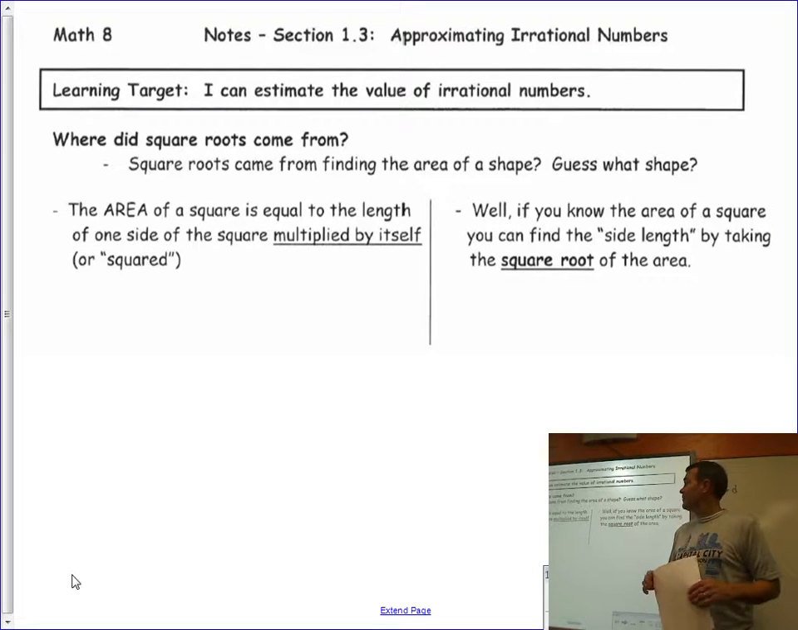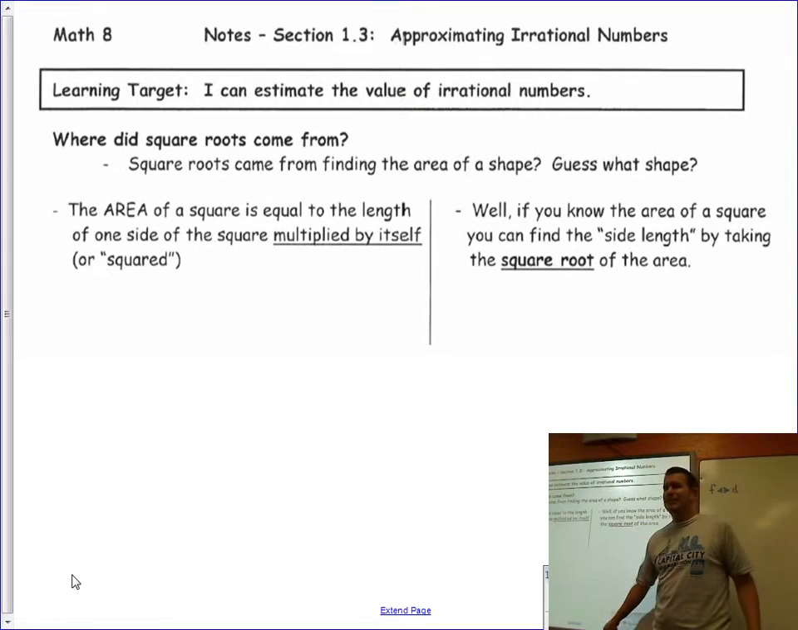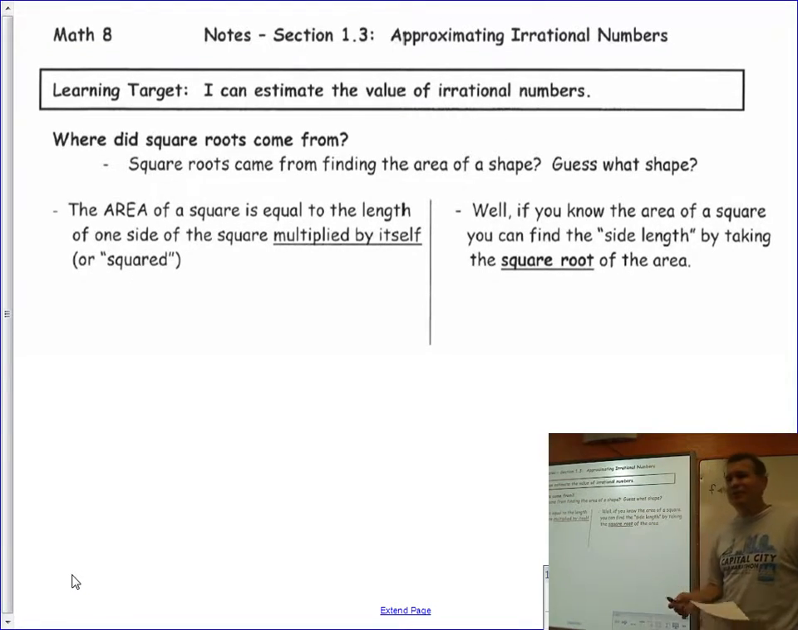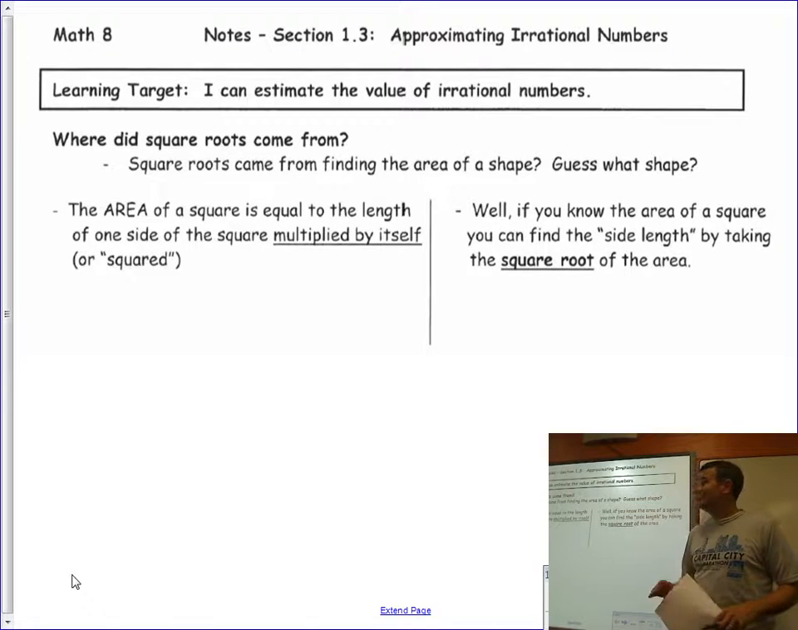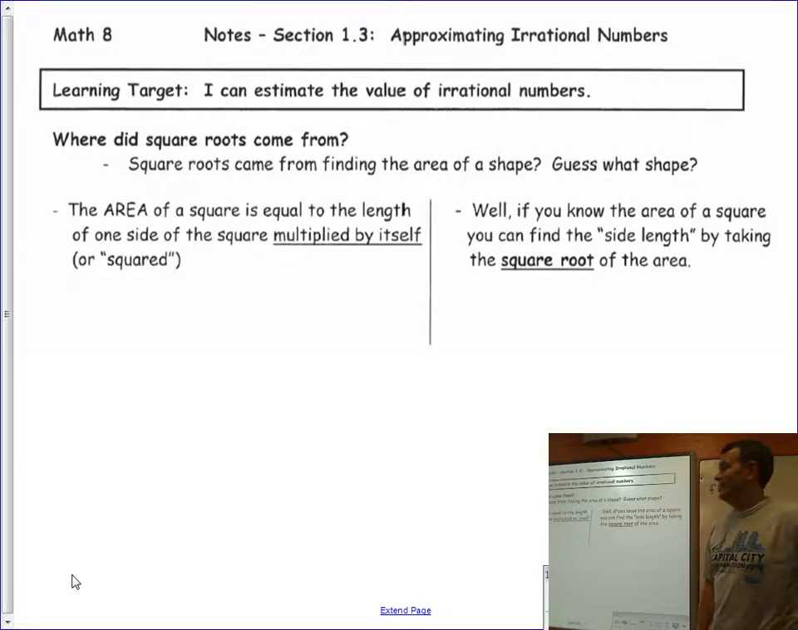Square roots come from finding the area of a shape. Did you know that? Back a long time ago, maybe the Greeks, they came up with these terms, square and square root. Guess what shape square roots are related to? I think we know. The area of a square is equal to the length of one side of the square multiplied by itself. Think about that.